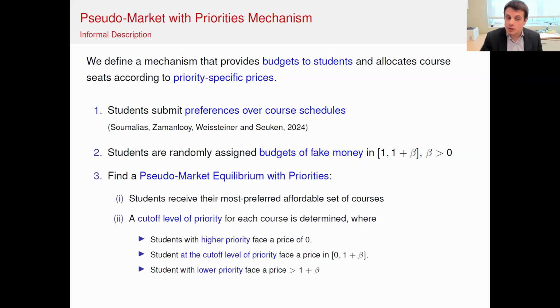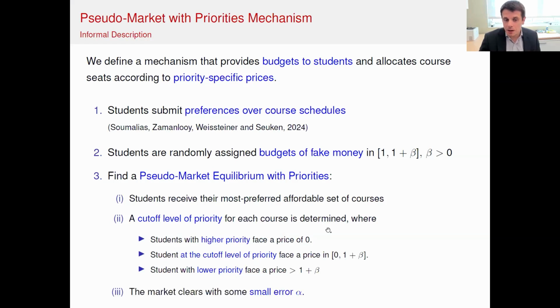However, one important thing: we don't allow just any kind of prices. First of all, prices are priority specific. This is different from, for example, Eric Budish's paper, where the price is only per course. We have per course and priority. But also, we require that for each course that has several priority levels, there is a cutoff level. Students with a higher priority face a price of 0. Students at the cutoff level face some number between 0 and 1 plus beta, and students with lower priority face a price that is basically infeasible. Why do we need it? As I will try to explain, this allows a basic notion of stability, in the sense that there will be no priority violation and no justified envy. This priority structure will allow that.